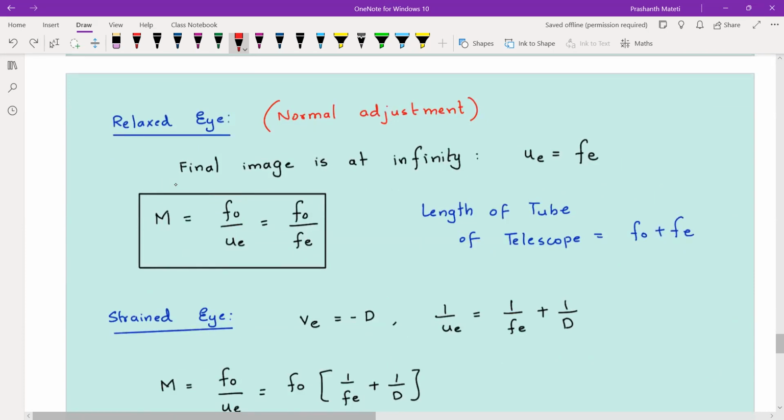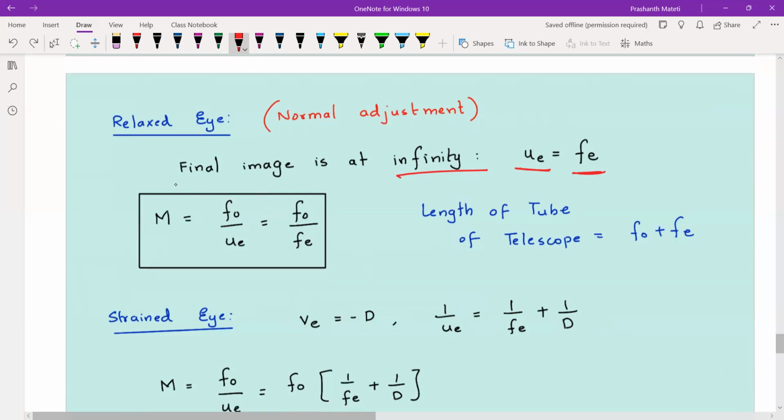For a relaxed eye, the final image should be formed at infinity. Then the object distance should be equal to the focal length. So what is the magnification for an astronomical telescope? The general formula is FO by UE, but UE is equal to FE in the case of a relaxed eye. It's also called normal adjustment here.